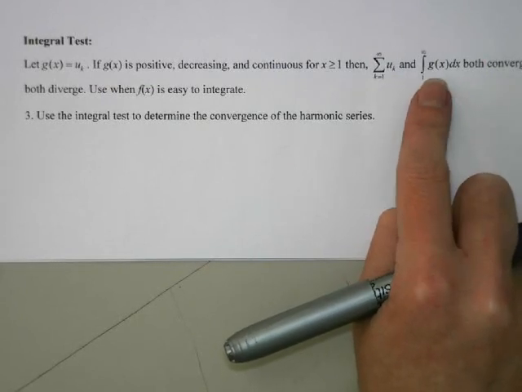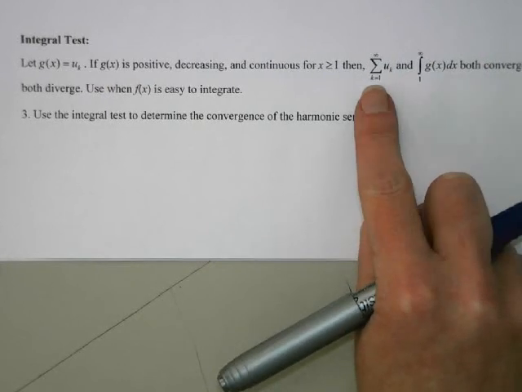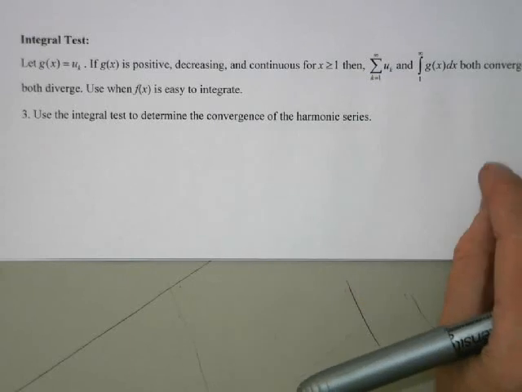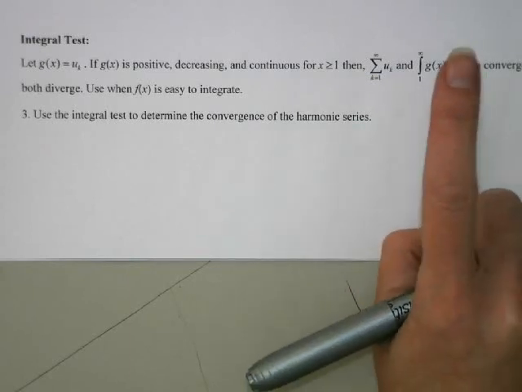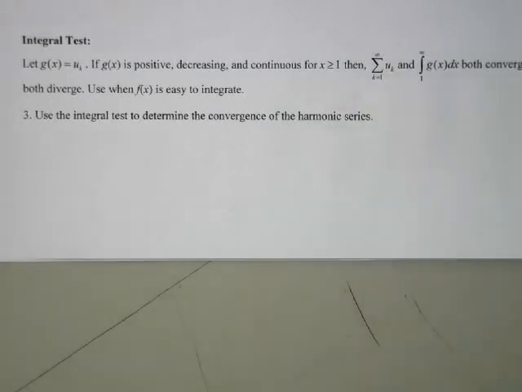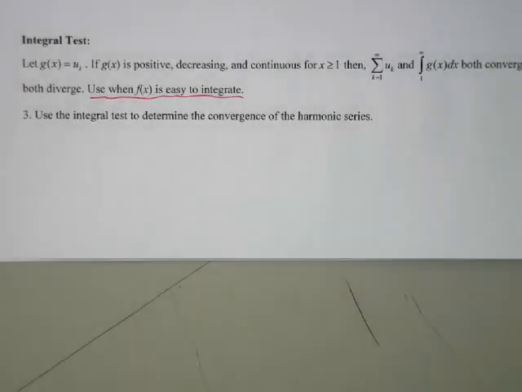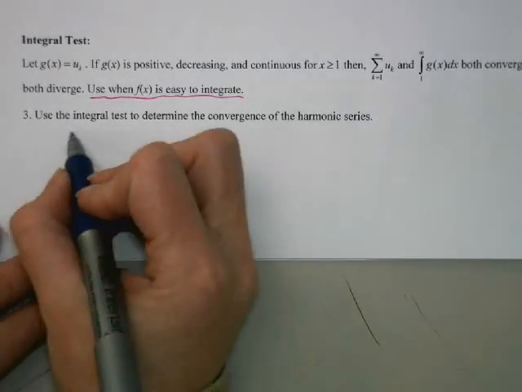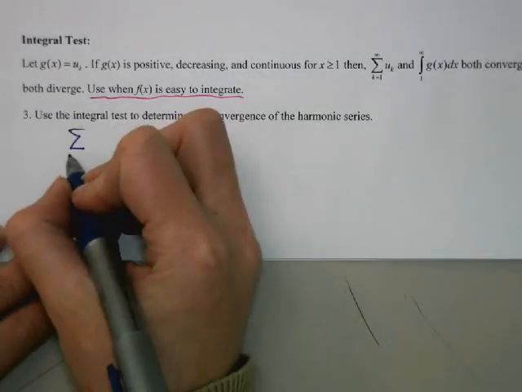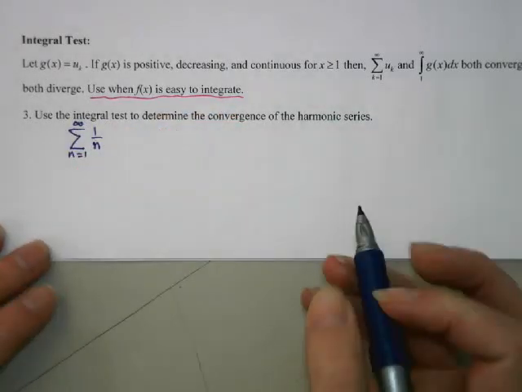Either you're going to get a value, which means the integral converges, which means the series is going to converge, or you're not going to get a value. If the integral diverges, then the series diverges. The key to this one is if you have something that is easy to integrate, then you can use the integral test. So we're going to use the integral to determine the convergence of something we already know, the harmonic series.